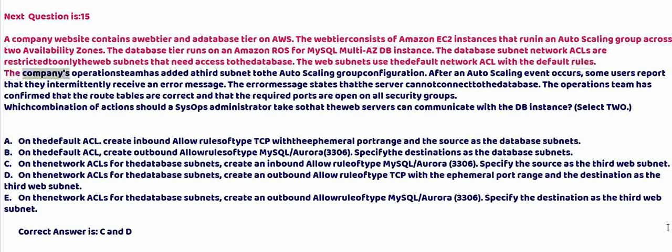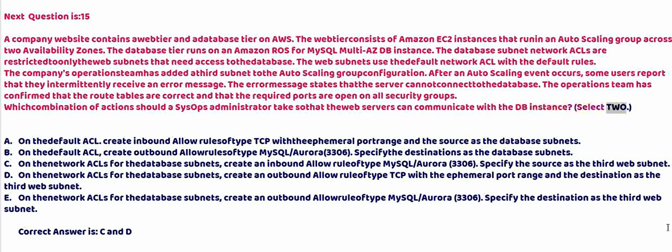The company's operations team has added a third subnet to the Auto Scaling group configuration. After an Auto Scaling event occurs, some users report that they intermittently receive an error message. The error message states that the server cannot connect to the database. The operations team has confirmed that the route tables are correct and that the required ports are open on all security groups. Which combination of actions should a SysOps administrator take so that the AWS servers can communicate with the DB instance?